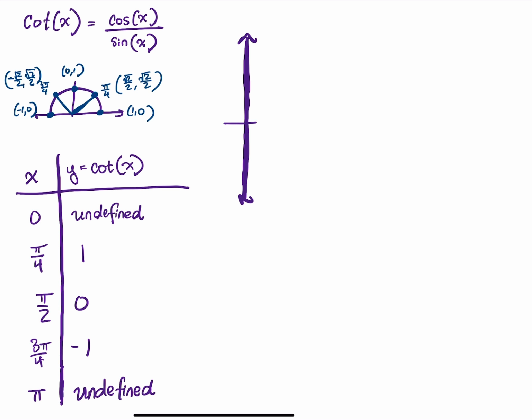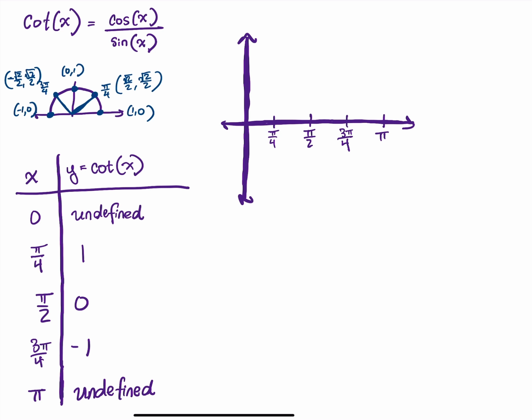So now let's look to the right of 0. So let's say this is pi out here. So this would be pi over 2. So we can call this pi over 4. And then this would be 3 pi over 4.